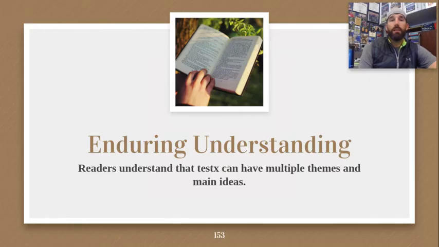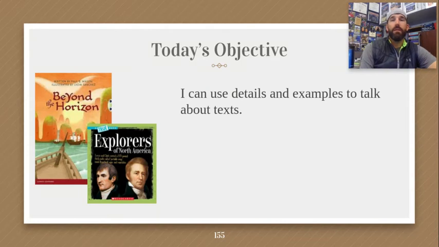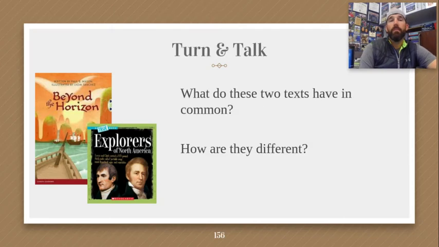Our enduring understanding is still talking about how text can have multiple themes and main ideas, and how do readers determine those themes and main ideas in the text. Our objective today, as you can see, we have both texts there, is to use details and examples to talk about both of them. We want to be able to discuss how they're similar, how they're different as we talk about these two texts. And so you're going to have some questions about what they have in common and how are they different. These are all written in your packet. You'll be wanting to give specific examples of how they are the same and how they are different. Not just one thing, but probably multiple things.